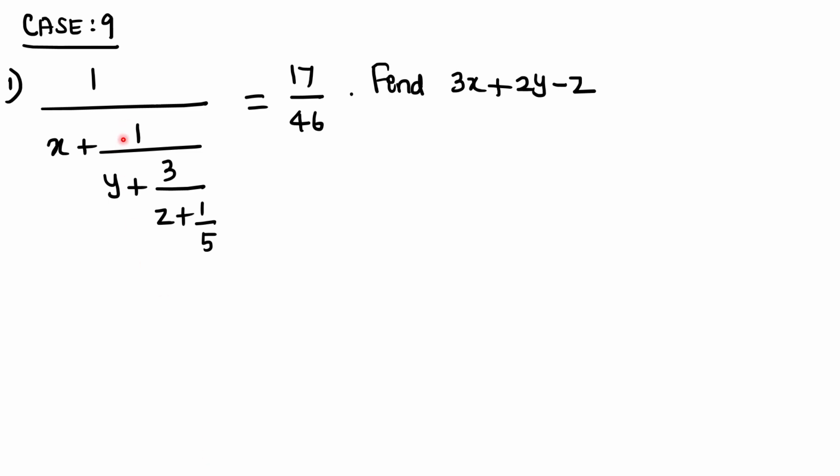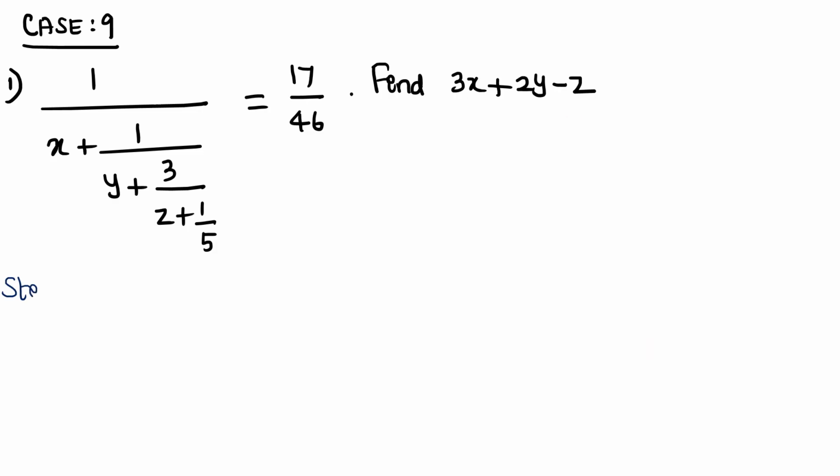Hello students, today we are going to see the step-by-step method for continued fractions, that is the case 9. In this problem, 1 divided by x plus 1 by y plus 3 by z plus 1 by 5 is equal to 17 by 46. You're going to find 3x plus 2y minus z. Now let's solve it step by step.